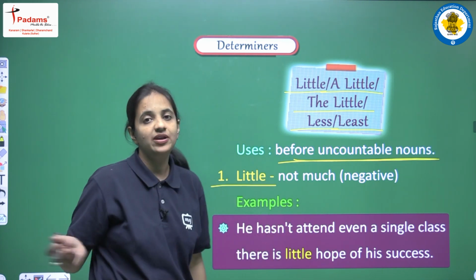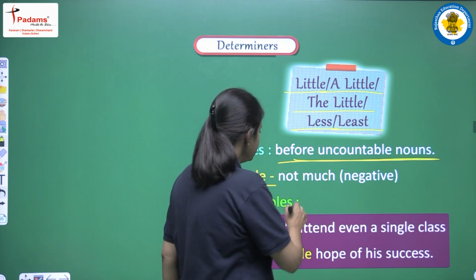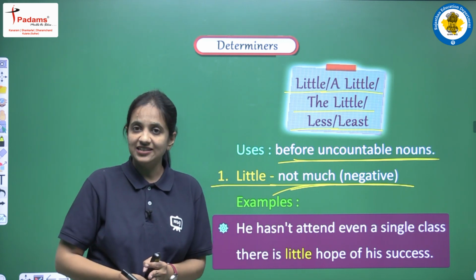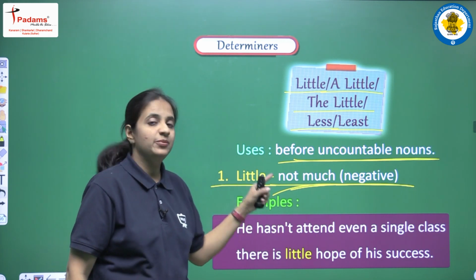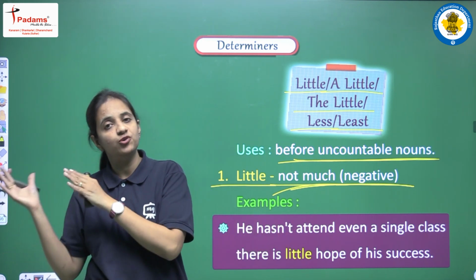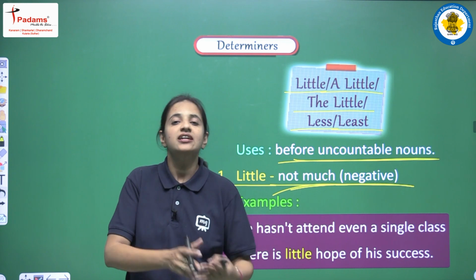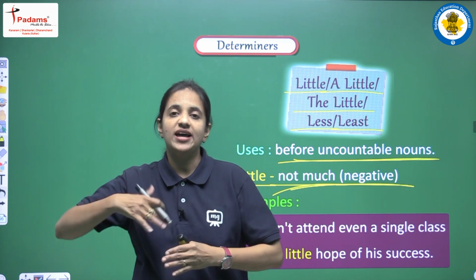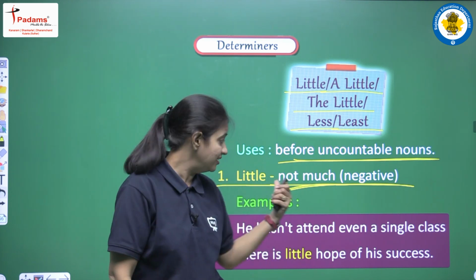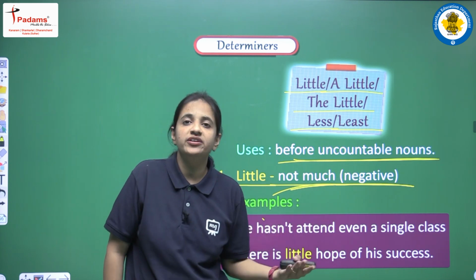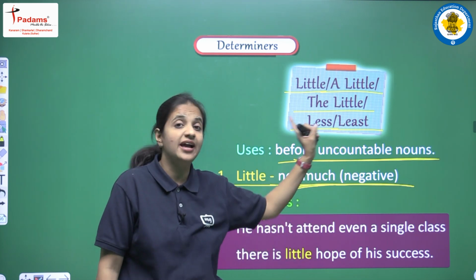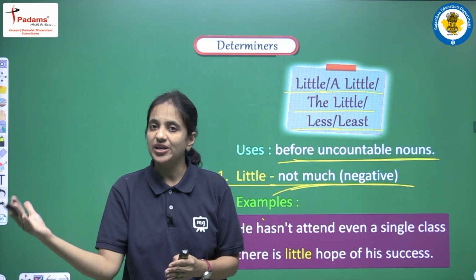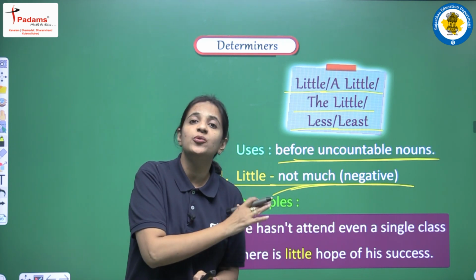So first of all, we have little. Little shows not much, and yes, it has a negative meaning. This determiner little is just like few. We have discussed earlier why we used few. Few was also used to show the negative meaning when we were saying that it is very less, just like nothing. Similarly, little is also used when the quantity is very less, in a negative sense. The difference is that few is used before countable nouns and little is used before uncountable nouns.